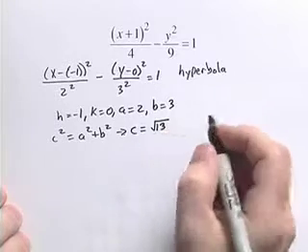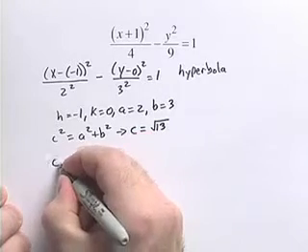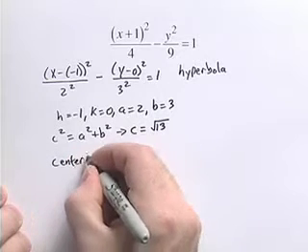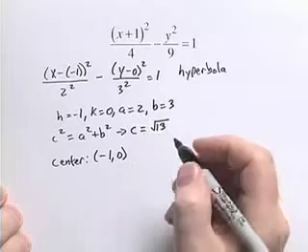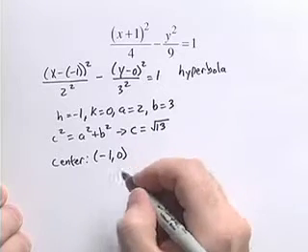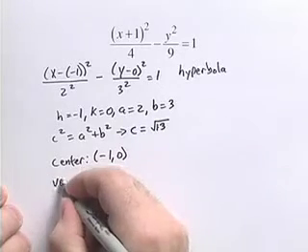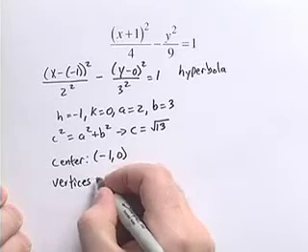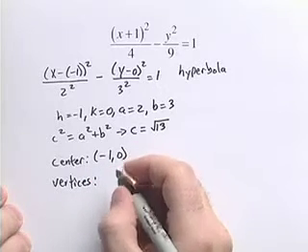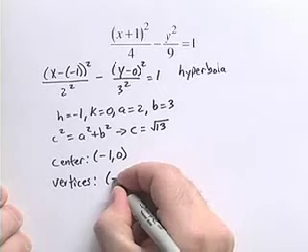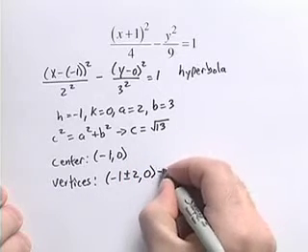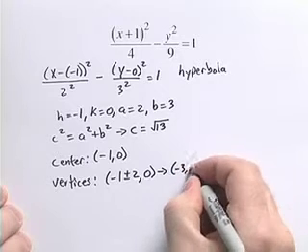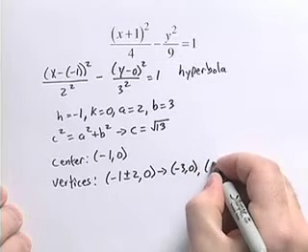And for our hyperbola then, we'll have that the center will be at negative 1, 0. The transverse axis will be the x-axis. Our vertices are going to be at negative 1 plus or minus 2, comma 0. So that will give us negative 3, comma 0, and 1, comma 0.